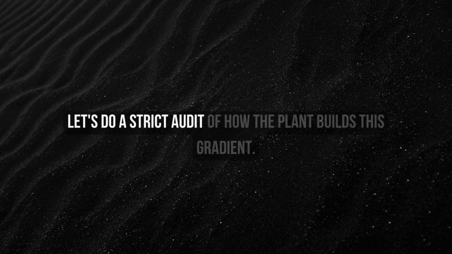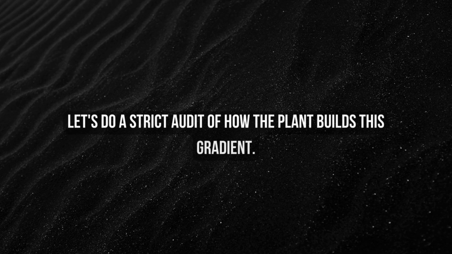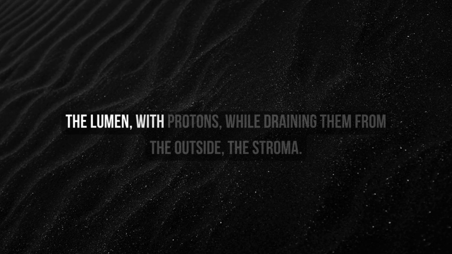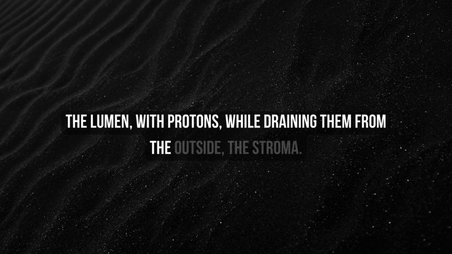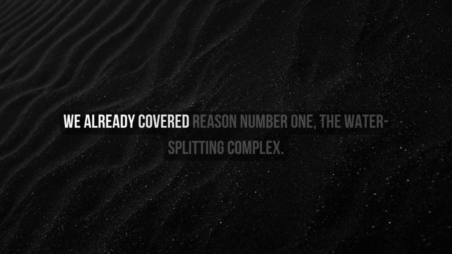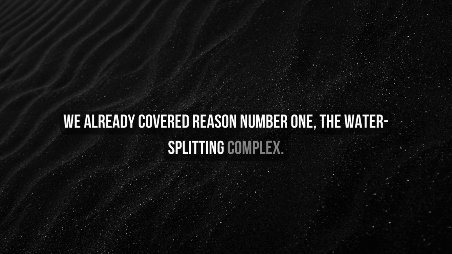Let's do a strict audit of how the plant builds this gradient. The goal is to pack the inside of the thylakoid, the lumen, with protons, while draining them from the outside, the stroma. There are 3 distinct mechanisms driving this. What is reason number 1? We already covered reason number 1, the water splitting complex.